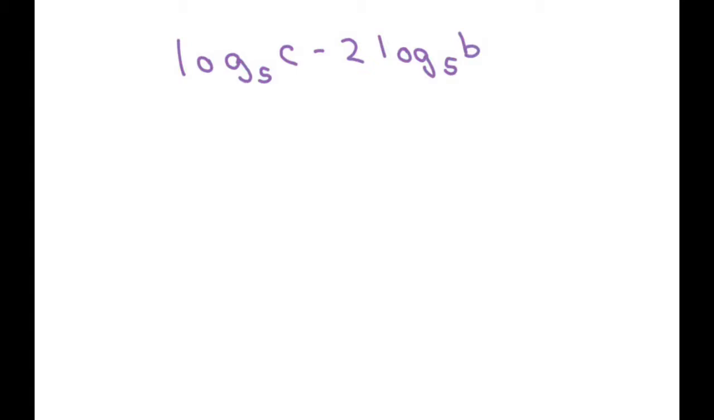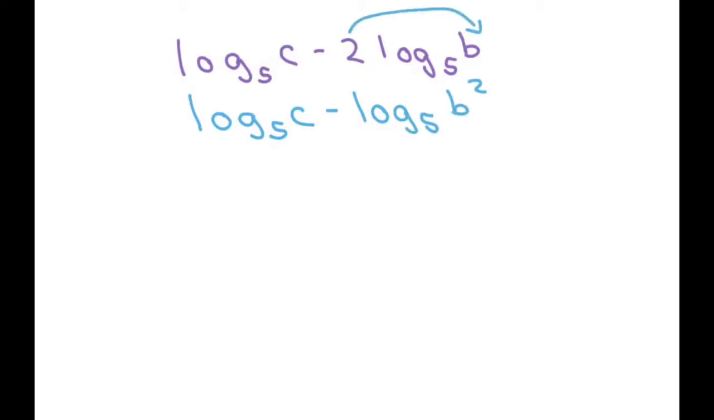Okay, this one is the quotient property again. So first thing I want to do is move that power, fix that first. So that's b squared. So I just move that 2 right there. Now we use as a single log. So that's going to be c over b squared.